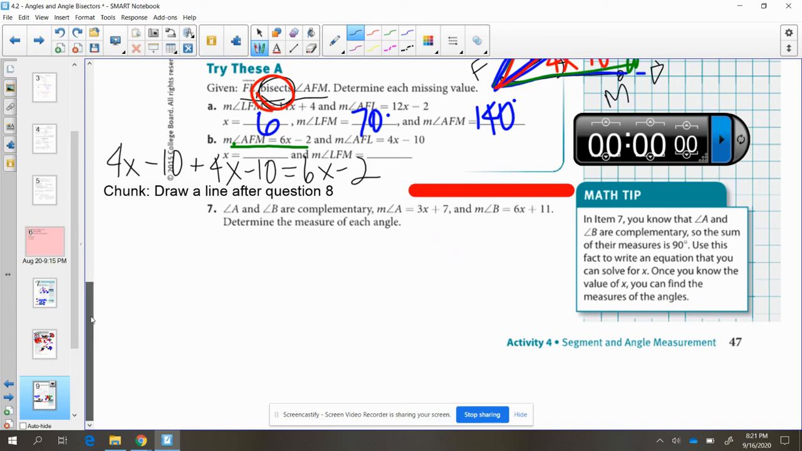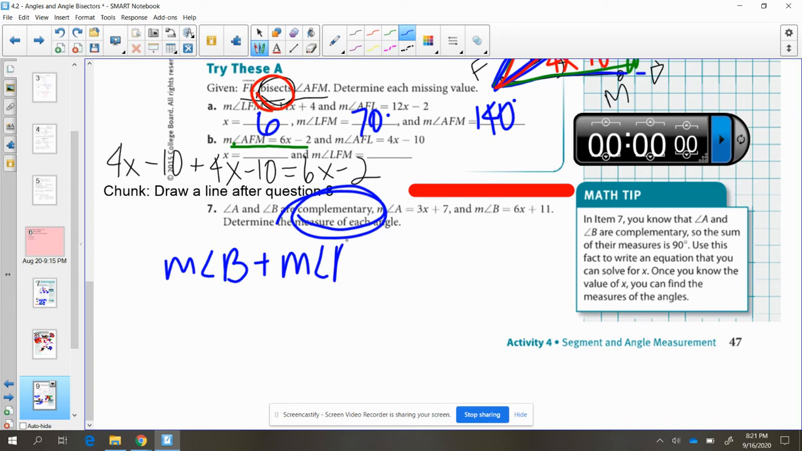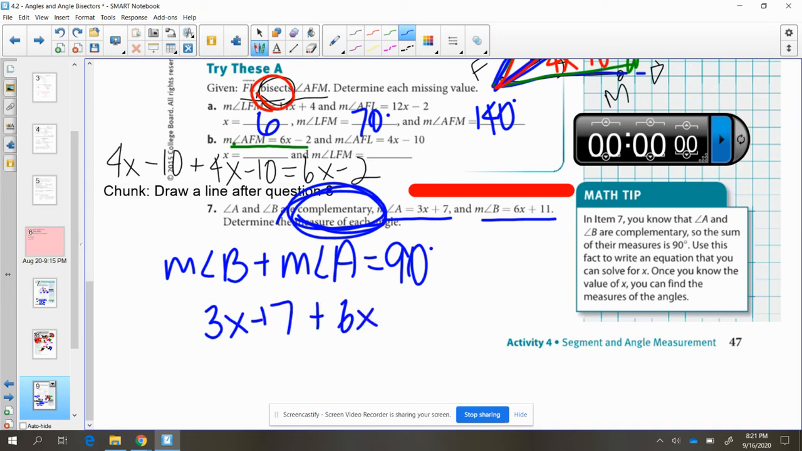All right, last but not least, we have to talk a little bit about our friends complementary and supplementary. So for instance, it says here that the measure of angle A and the measure of angle B add up to equal complementary angles, aka they add up to be 90 degrees. So what we can do here is take the measure of angle A and the measure of angle B, 3x plus 7 and 6x plus 11, and substitute that in so that we can solve for this. Anytime you see complementary, again, your key is that they are going to add up to equal 90.